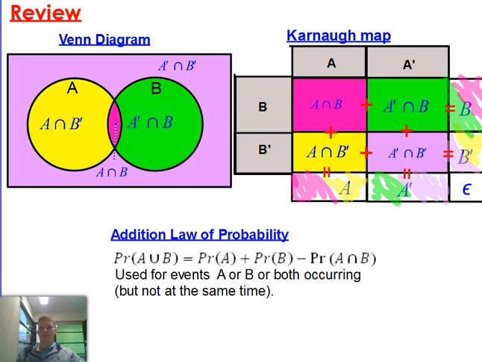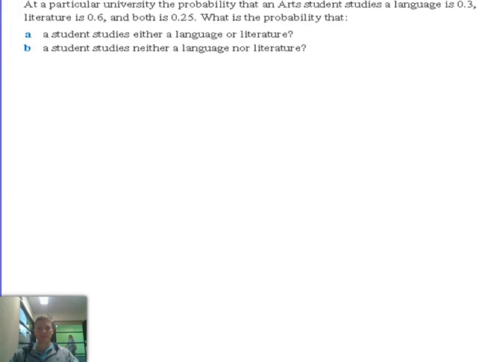Now, on top of that, we can easily apply the addition law of probability. So here it is. We've looked at this before. This says, what's the chance of event A or event B occurring? It's given by this addition law of probability: probability of A plus B minus the intersect. Okay, so let's look at a problem.